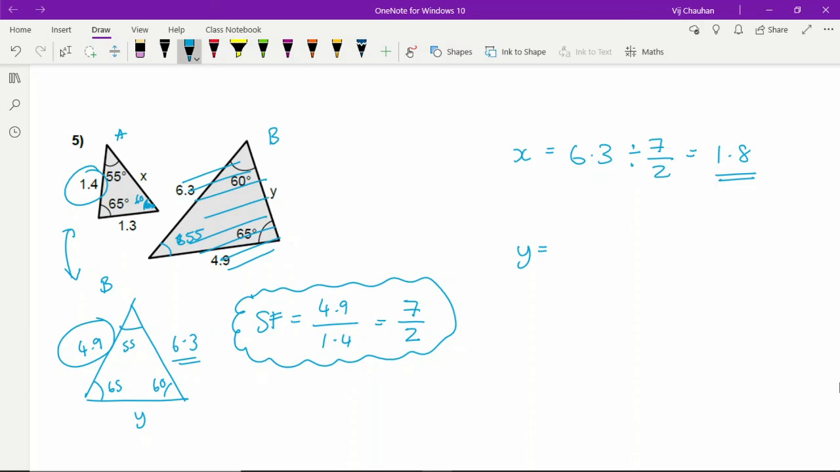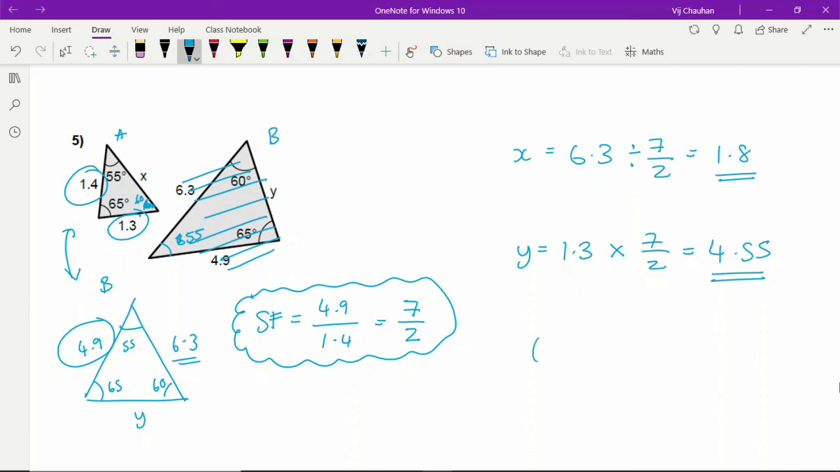Now to work out what y is, here I've got 1.3, and this time I'm going from small to big, so I need to multiply by the scale factor. So if I do 1.3 times 7 over 2, it gives me an answer of 4.55. And again, does that look correct? Well, yes, because I know that y has definitely got to be bigger than 1.3.